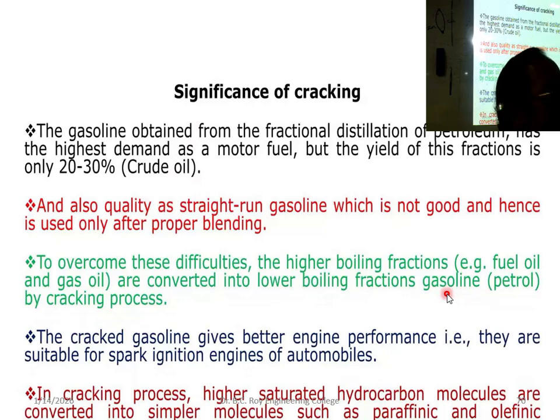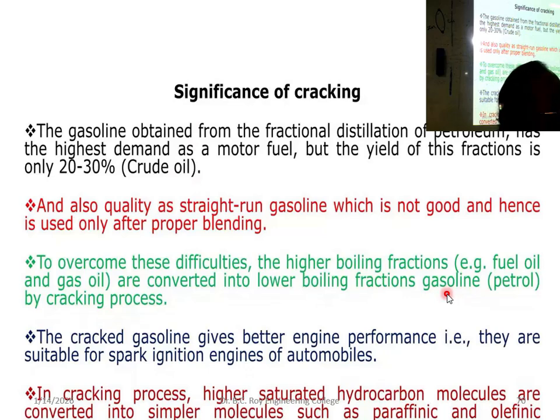Straight run. No further processing is done, so it is straight run. Straight run gasoline, if it is used directly from the petroleum fractionating column without further modification, is called straight run gasoline. Sometimes we use straight run gasoline, but it still contains some amount of sulfur. For removal of that, further refining is required. That is called petroleum refinery.